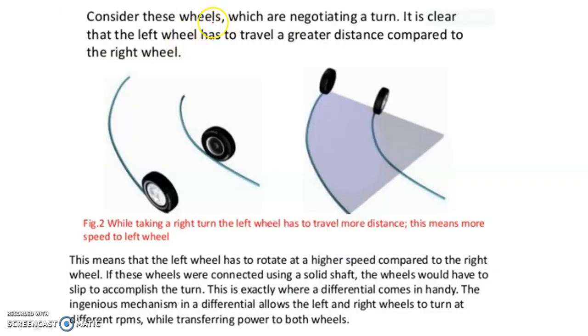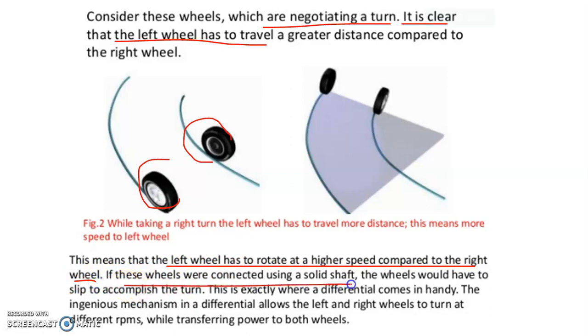Consider these wheels which are negotiating the turn. It is clear that the left wheel has to travel a greater distance compared to the right wheel. This means that the left wheel has to rotate at a higher speed compared to the right wheel. If these wheels are connected using a solid shaft, the wheel would have to slip. If differential is not there, then the wheel would have to slip to accomplish the turn.